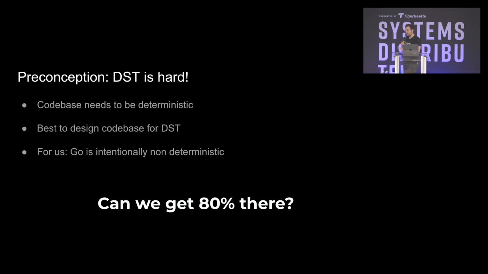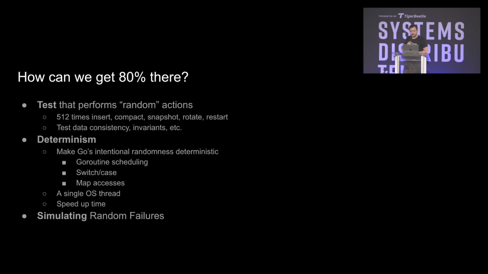At first we were just like, okay, even if we don't get 100% there, how can we get 80% there? The very first thing you need to do, and this is actually more general, whenever you want to do this type of thing, is write a test that basically just performs a random set of things against your system. And this is even the case for things like Antithesis or all the other simulators that have been created.